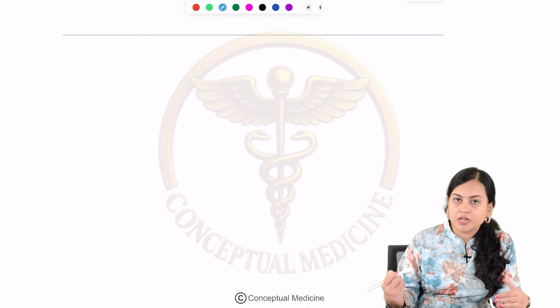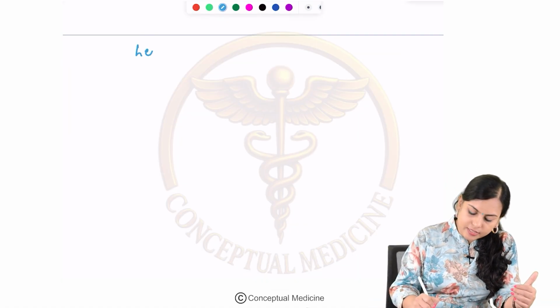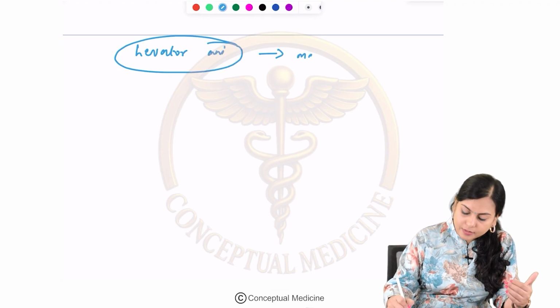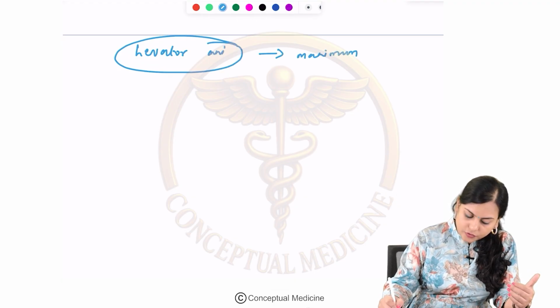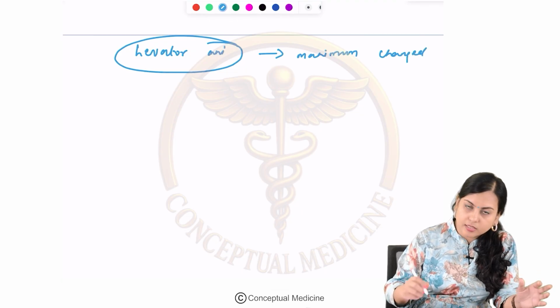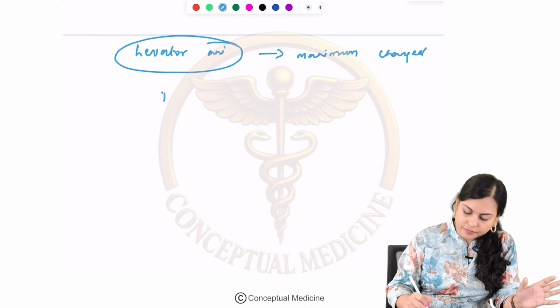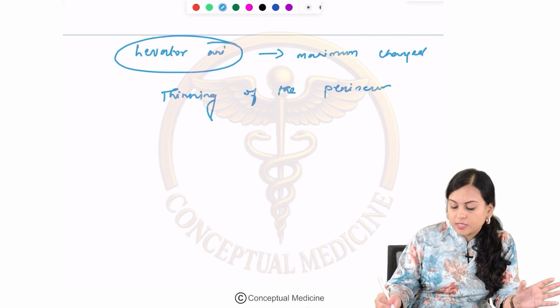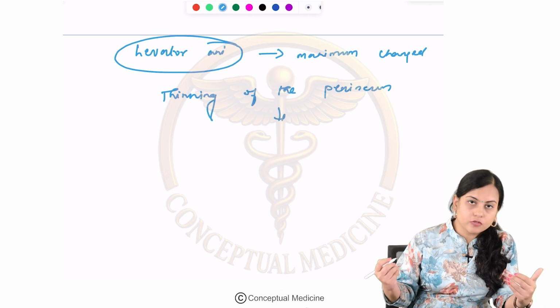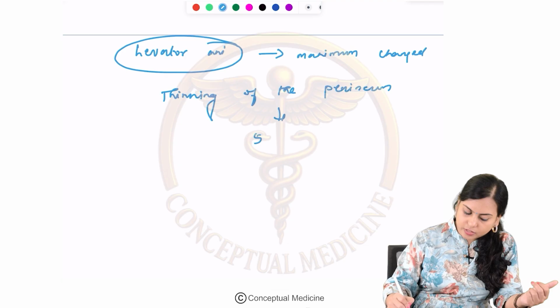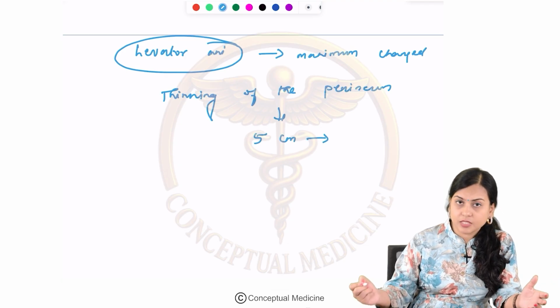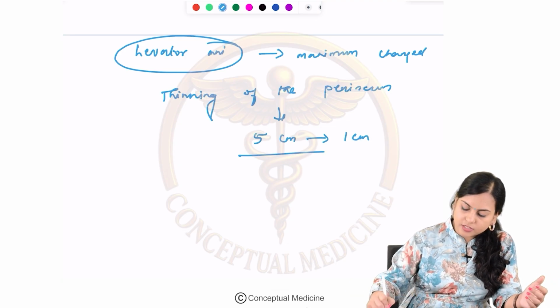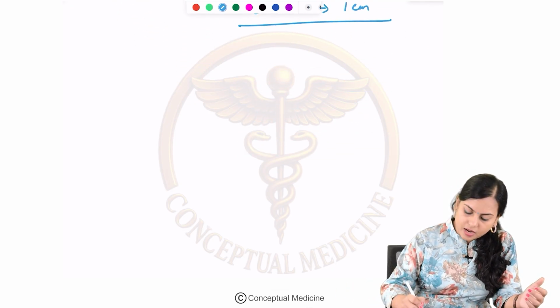And among the pelvic floor muscles, it is the levator ani which is going to have a maximum change, and if you see, there is thinning of the perineum, especially the center of the perineum is going to thin out. Okay, so it changes from 5 centimeter thickness to 1 centimeter thickness.